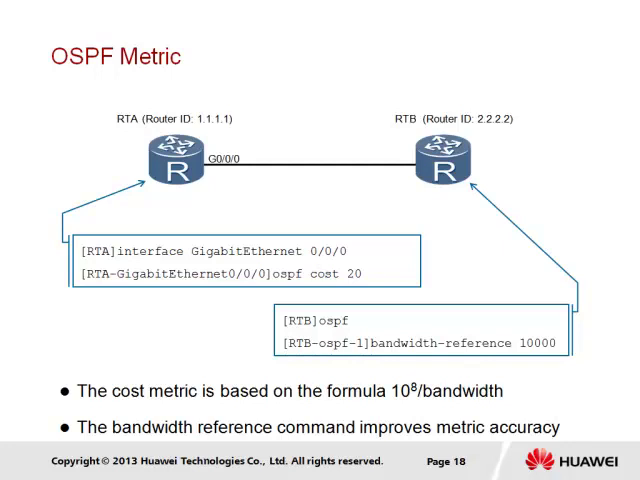The default 10 to the power of 8 bandwidth reference may not clearly distinguish higher speed links, and so we can use the bandwidth reference command like we see applied to the OSPF process on RTB to enable a better distinction where higher bandwidth is supported. Alternatively, the cost value can be manually defined in the interface view using the OSPF cost command as shown here for RTA, in which the cost metric is set to 20.